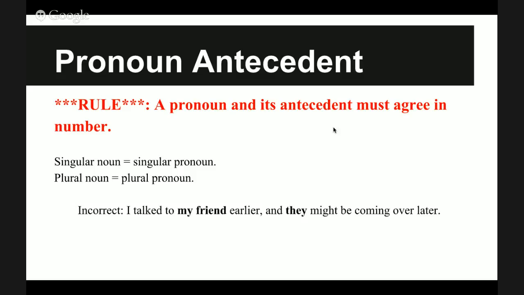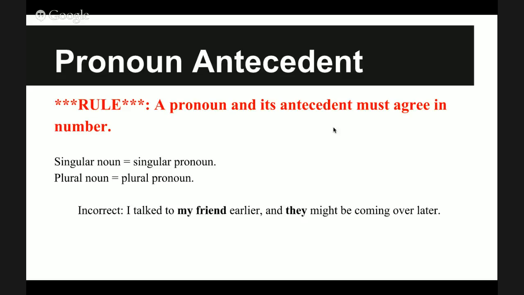Okay, so taking a look at an example of an incorrect sentence, a sentence that demonstrates pronoun antecedent disagreement. I talked to my friend earlier and they might be coming over later. Okay, so notice that the pronoun in the second clause of that sentence is they. And what is they replacing? My friend. So why is that problematic? Why is that grammatically incorrect?